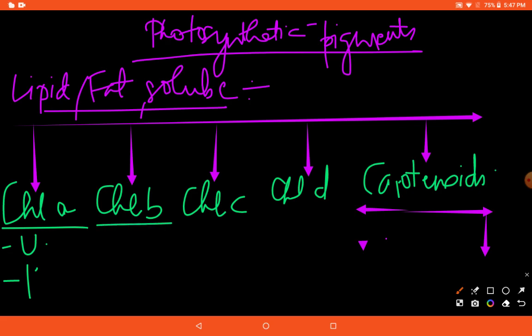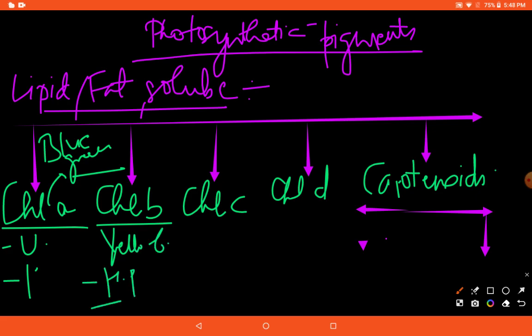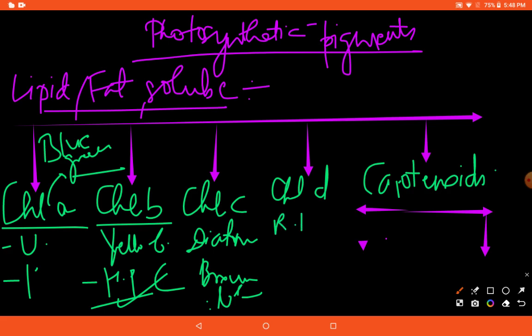Then we've got chlorophyll B. It is present in higher plants. Also, one more thing I'll tell you. Chlorophyll A is blue-green in color. Chlorophyll B is yellow-green in color, and it is found in higher plants. Chlorophyll C is found in diatoms and brown algae. Chlorophyll D is found in red algae. And when I talk about carotenoids, they are of 2 types. It's an accessory pigment actually.